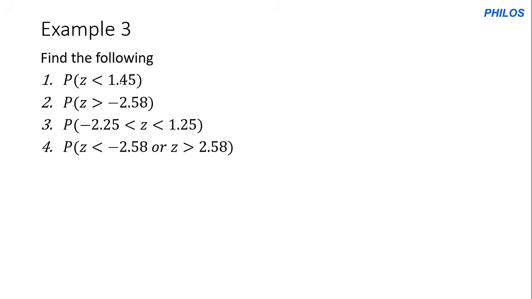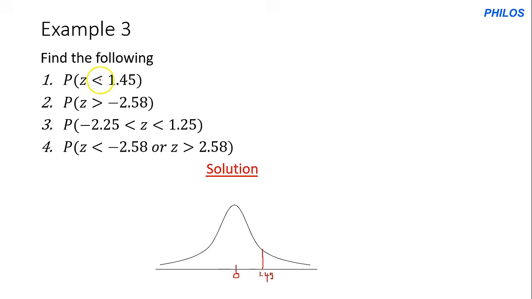Find the following. Question 1: probability that z is less than 1.45. To do that, first we sketch a curve. Remember, the middle is 0, but we want the probability that z is less than 1.45. So before we can do that, we need to show where 1.45 is. Let's say positive 1.45 is somewhere here. But the question says less than. Less than is the same as left, and greater than is the same as right. So since question 1 says less than, we should find the area to the left of positive 1.45.